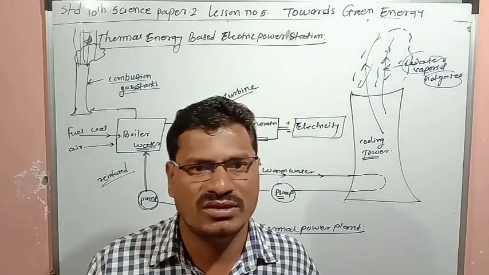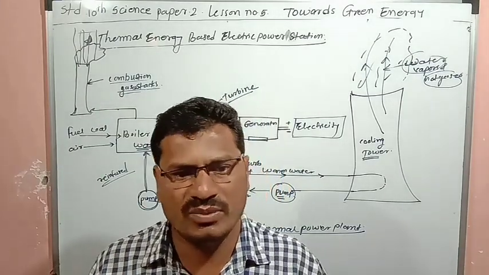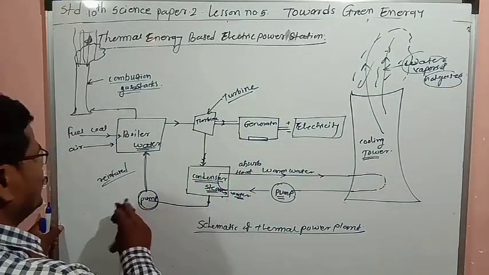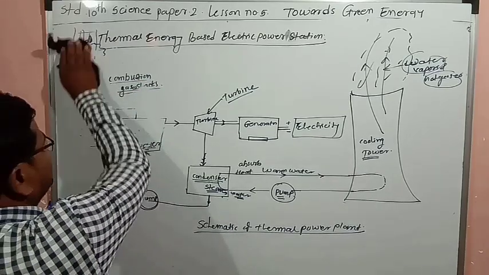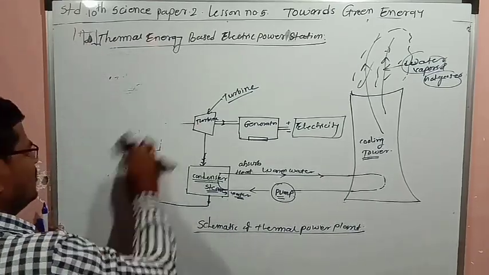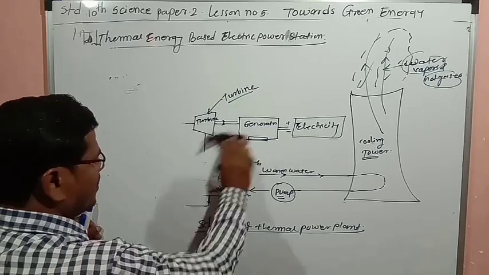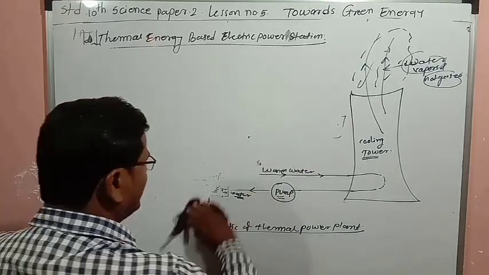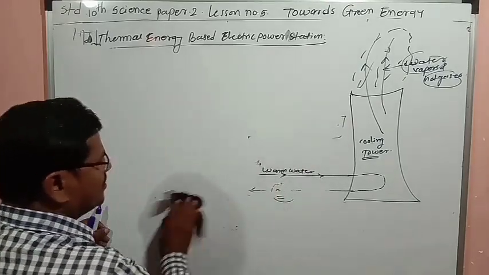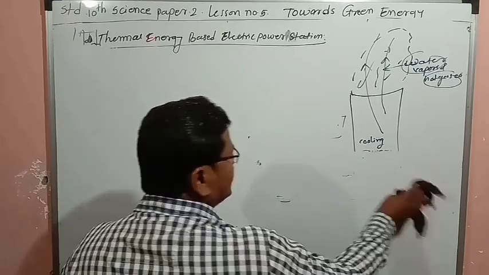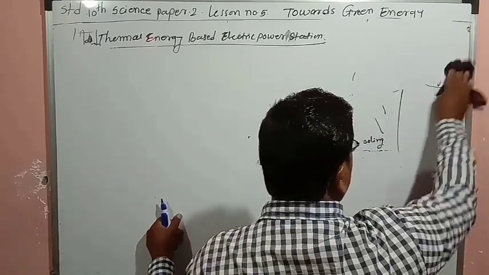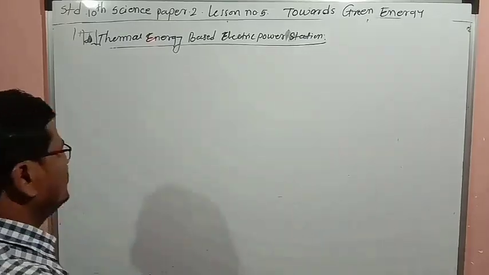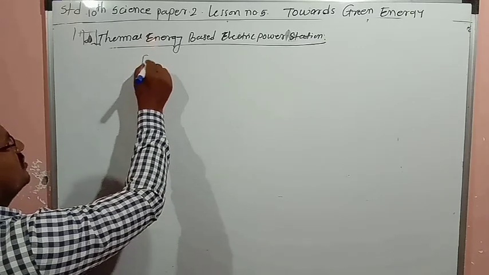After this, we are going to learn the flow chart of that thermal power plant. We'll draw that flow chart, and after that we'll draw the energy conversion, how energy is converted from one form to another form. Transformation of energy. First we will take a flow chart, or block diagram you can say, in the case of the thermal power plant.